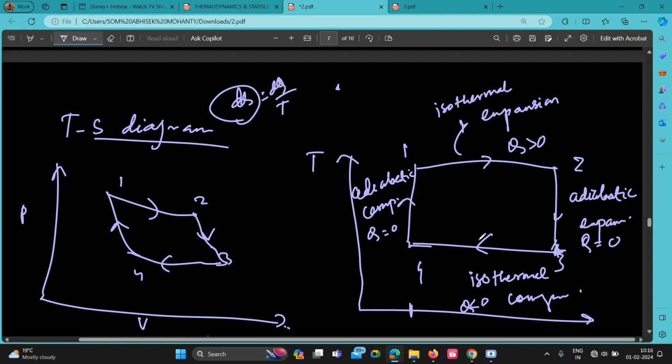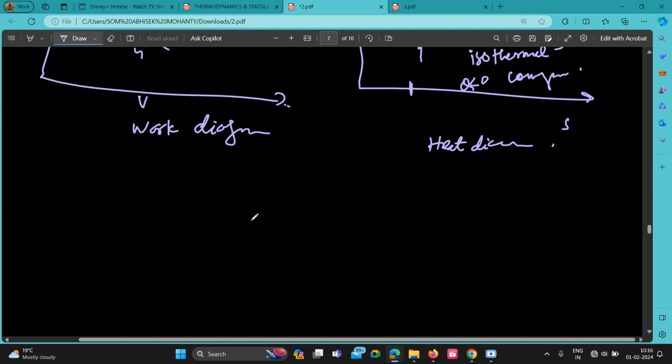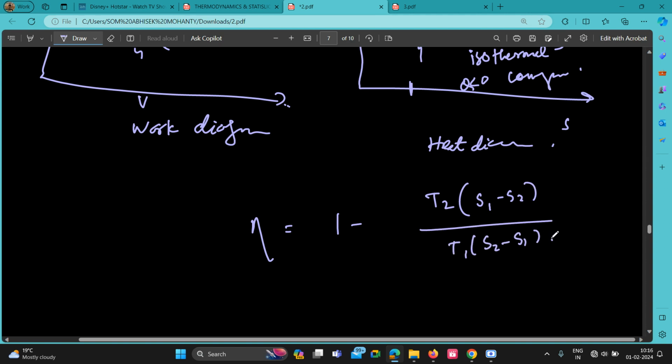So here, what is the efficiency? Efficiency is 1 minus T2 times (S1 minus S2) by T1 times (S2 minus S1). The formula. Okay, is that right?